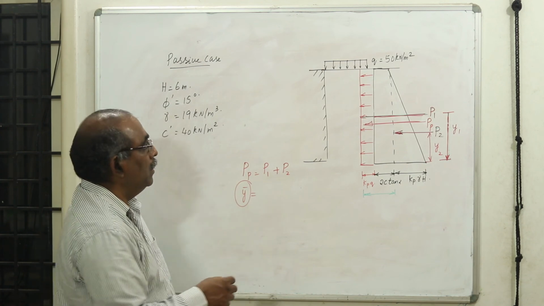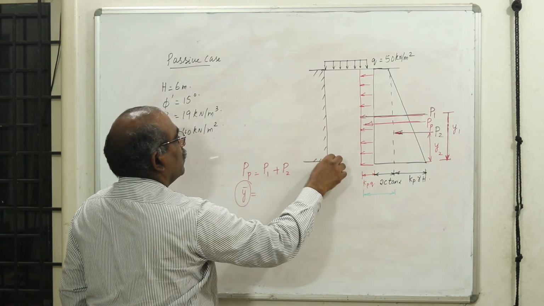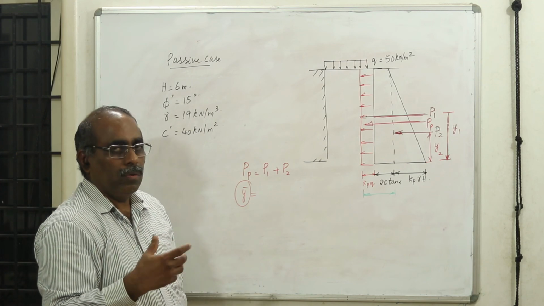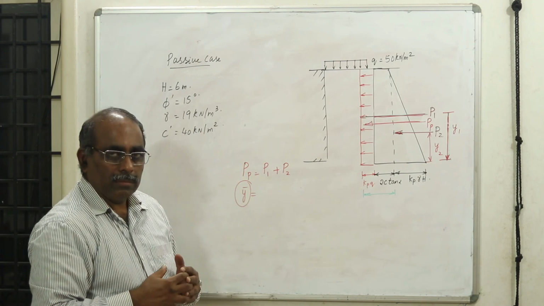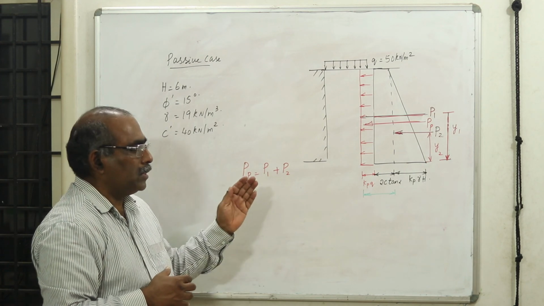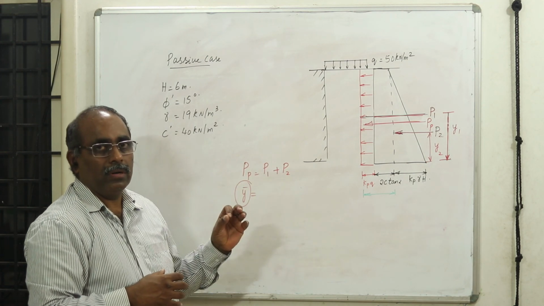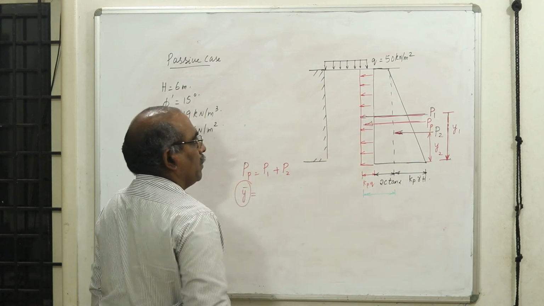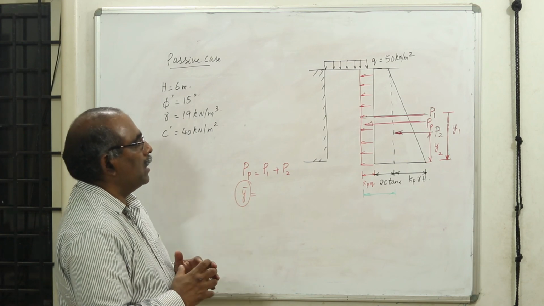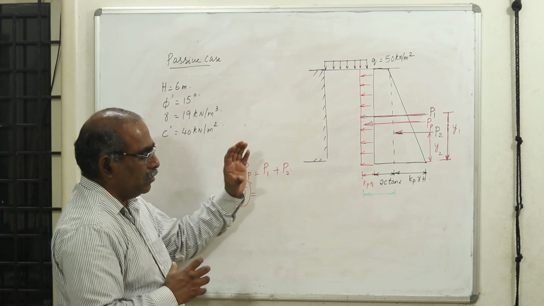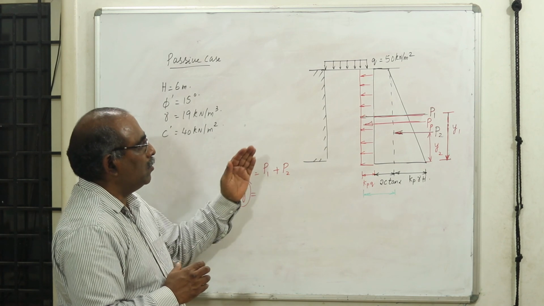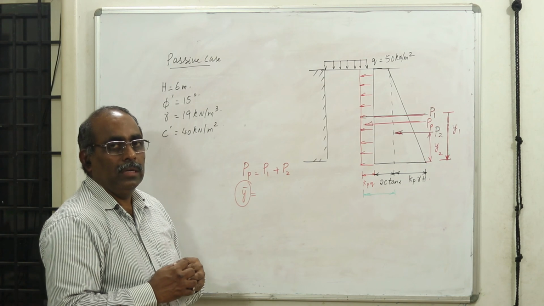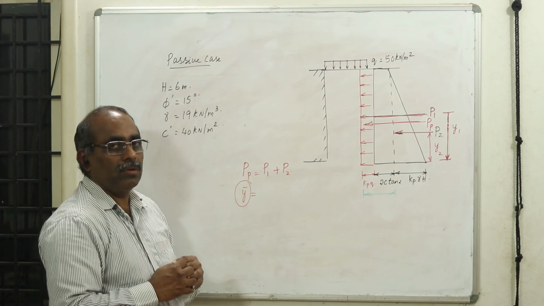That is Coulomb's theory. Practically, the back can never be smooth. It will have friction. Therefore, the wall friction has to be considered. In Coulomb's theory, we will see what the assumptions are, and based on those assumptions, there is a condition for the lateral pressure to be maximum. We will try to derive that condition, under which you are going to have maximum earth pressure, and later we will try to solve graphical problems using Coulomb's theory.